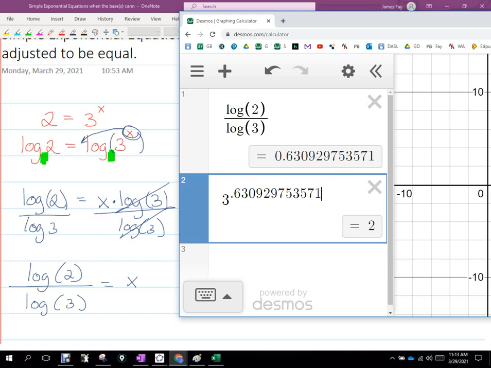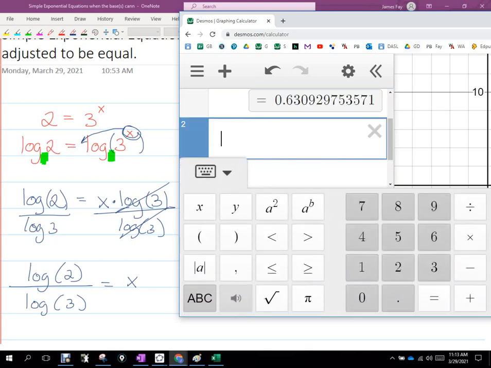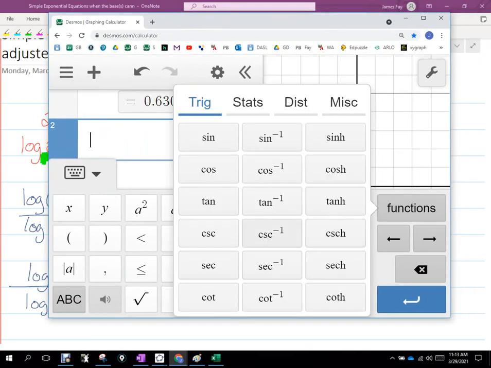Now, like I said, it doesn't matter what the base is. So let's see if I type in, do it this way first, function.